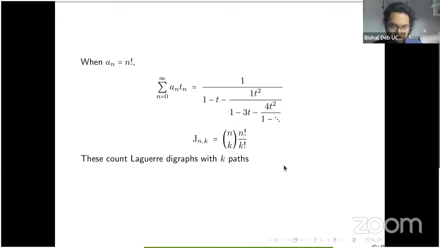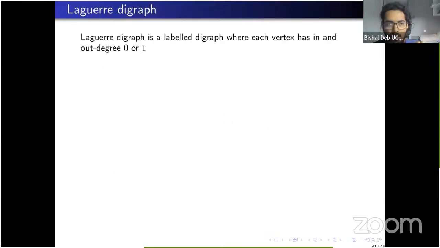So I haven't described what Laguerre digraphs are. I'll do this in the next slide. So what's a Laguerre digraph? So a Laguerre digraph, it's a labeled graph. So it's a directed graph. Every vertex has a label. And every vertex has in degree 0 or 1 and out degree 0 or 1.